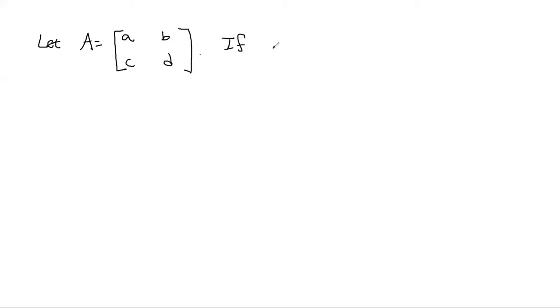Then what do we have if ad minus bc, so that's the diagonal entries product minus the off-diagonal entries product, ad minus bc, does not equal 0, then A is invertible. So this is really easy to check with a 2 by 2. You just take that product and ask, is that nonzero? Then A is invertible.